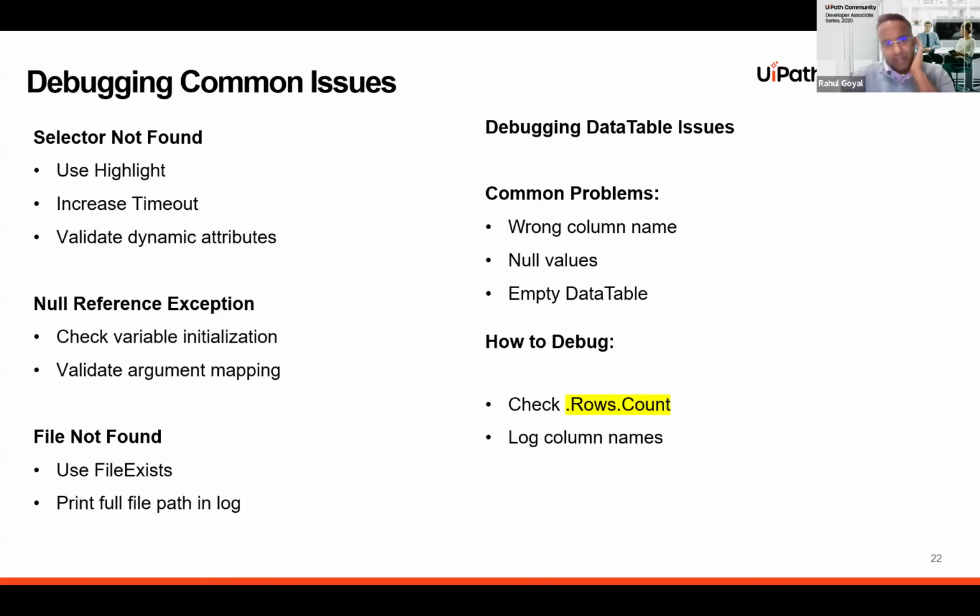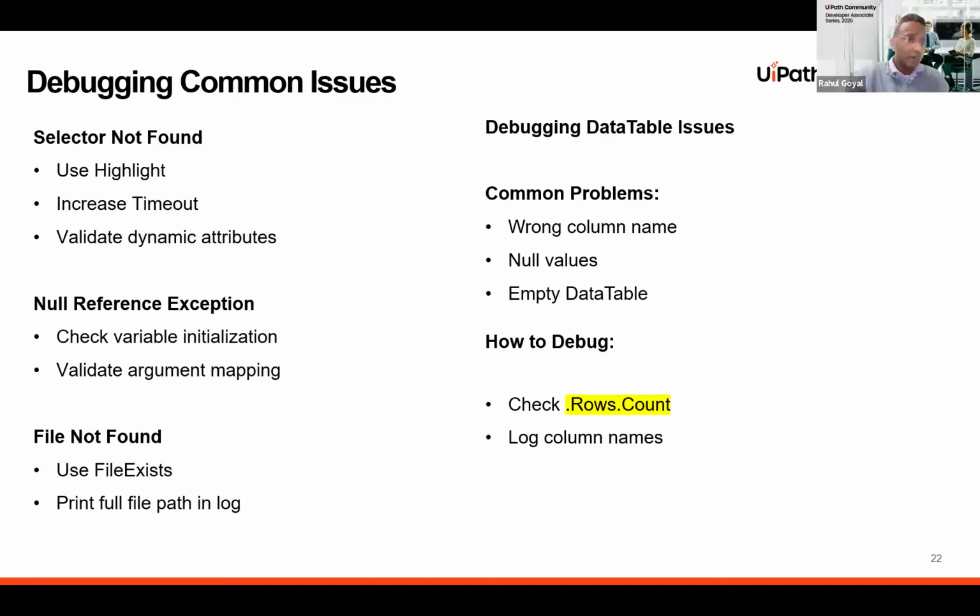The common issues, I think we already touched on, but I just wanted to reiterate some of the common issues when you want to debug. Yes, selector not found. In that case, there are some activities, like the highlight activity, which tells you that when you get to that point, it highlights what section on the screen my bot is trying to find something. If it's a click button or something, you can use the highlight feature over the activity. You can increase the timeout, like I said earlier, for selector not found, or dynamic variable attributes may not be there.